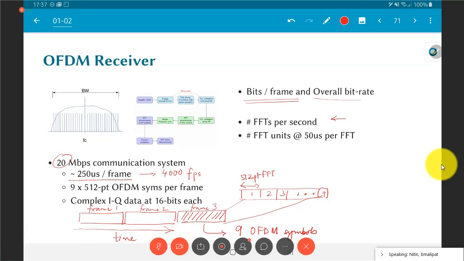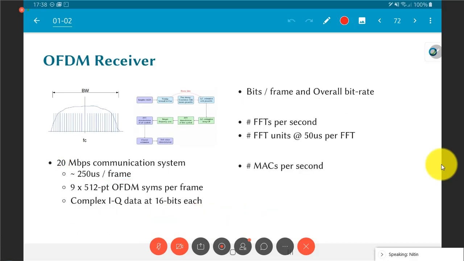And once I have that much information, the question then becomes, can I estimate what kind of hardware I need, right? If I have FFT units, some kind of specialized FFT hardware that is capable of doing one FFT within 50 microseconds, then I can ask the question, how many such FFT units do I need? Do I actually need 9 such FFT units in order to do 9 FFTs? Or can I manage with one? Or how much am I going to need in order to do the computation? So if we go forward over here, we can also translate that into a computation of how many multiply accumulates I need to compute per second, right?